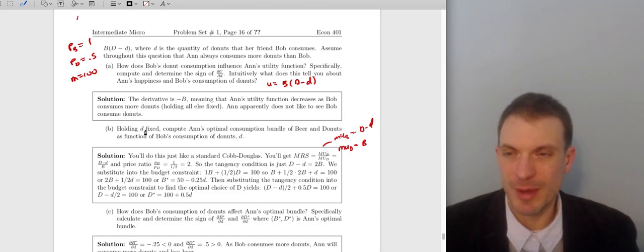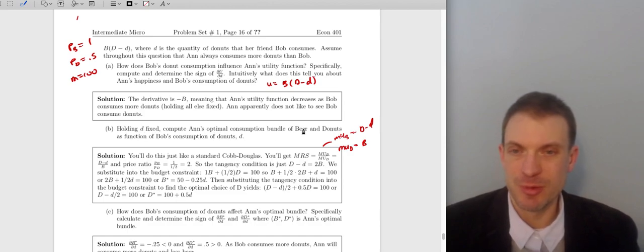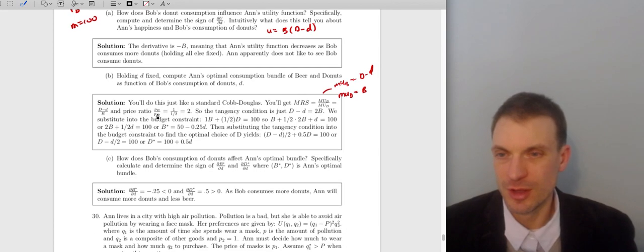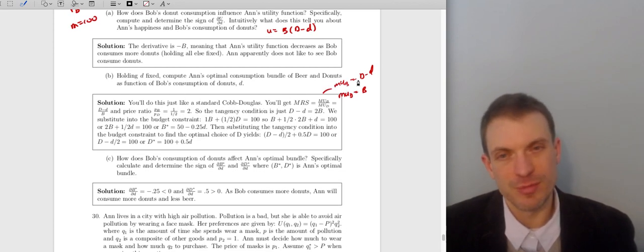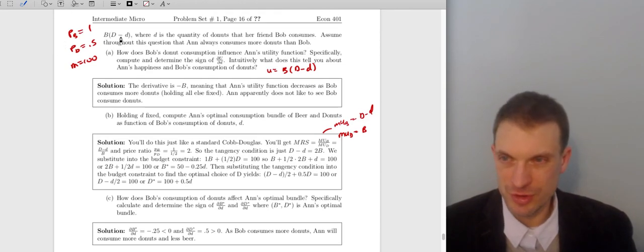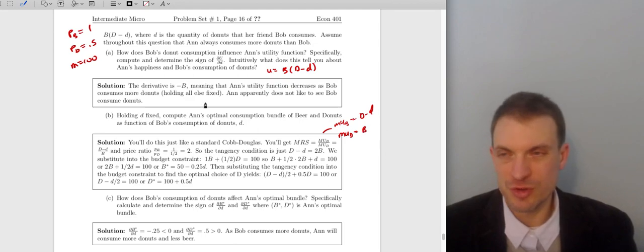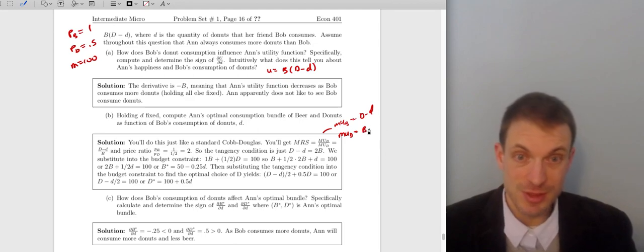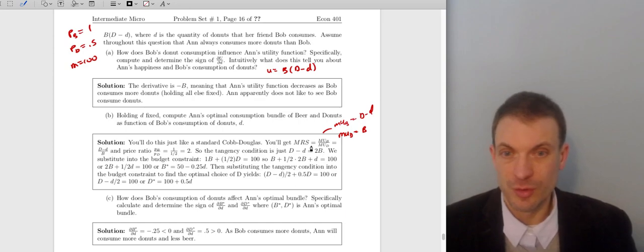Holding Bob's consumption fixed, compute Ann's optimal consumption of donuts and beer. Good. So you do this like a standard Cobb-Douglas. Marginal utility of beer was going to be D minus d, right? Because that was this. Take the partial. Partial with respect to D is now going to be that capital B. Good. So you'll have D minus d over B. The price ratio was 1 over 1/2, which is equal to 2. So the tangency condition is just going to be D minus d is equal to 2B.